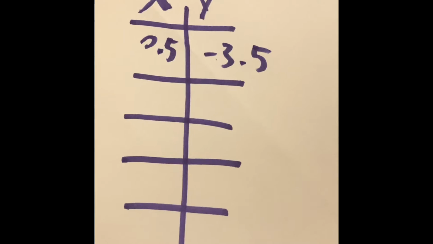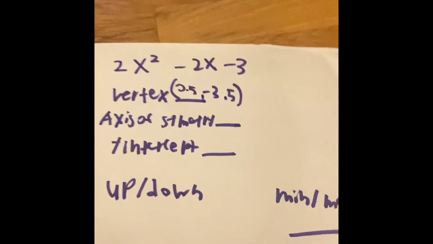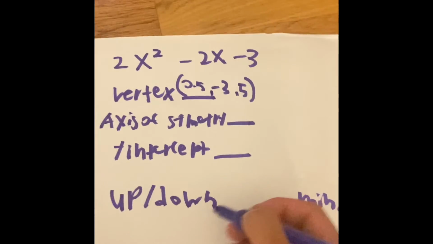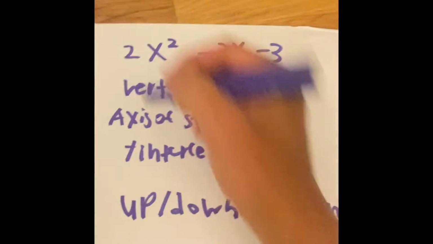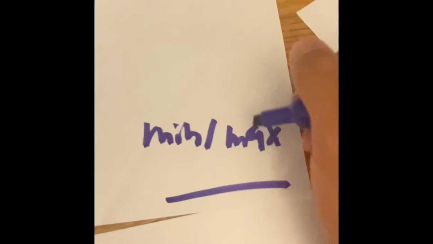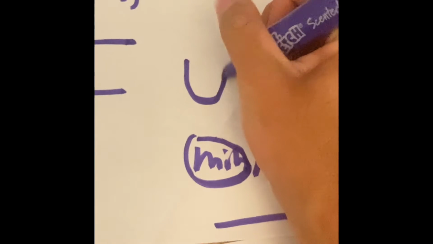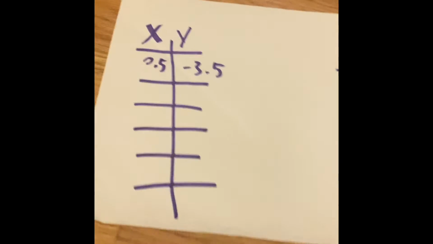Okay, so we found the vertex. Let's find more analytics. Is it up or down? Well, we said if it's a positive a, it's going to be up. And it also means if it's a positive a, we're going to have a minimum, because it's going to be facing up. A minimum vertex.